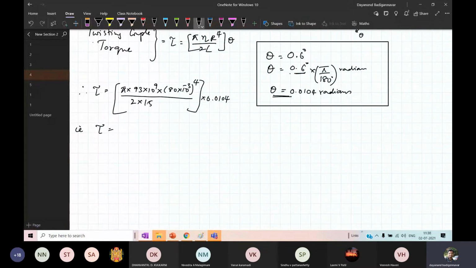Divided by 2 into 1.5. So the first value, if you calculate this part, I have done the calculation for this part. Anybody have done the calculation for this part? That comes to be 3.98. Yes, what is the value? 3.98 into 10 to the power of 6, as it is, into 0.0104. Multiply this with the 0.04.